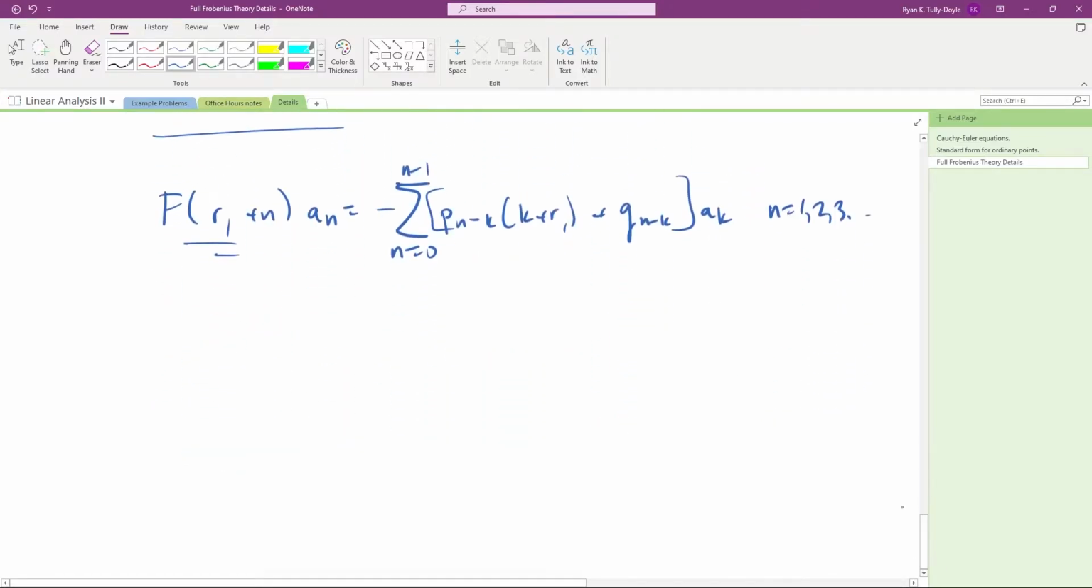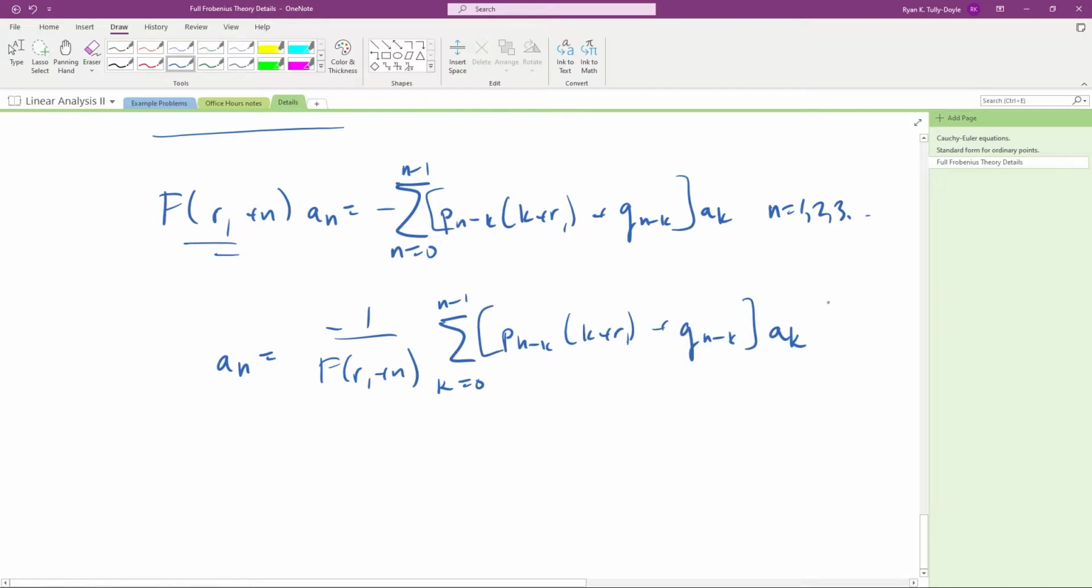And that's going to allow me to write a n equal to minus 1 over f of r1 plus n, times the sum from k equals 0 to n minus 1 of (p n minus k, times k plus r1, plus q n minus k) a k. So that means that we can always figure out the rest of the a n's if we know the a k's. What do I mean by that?